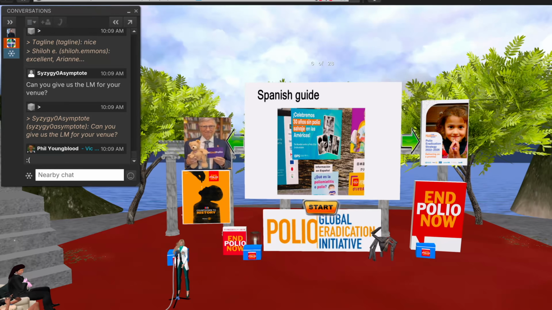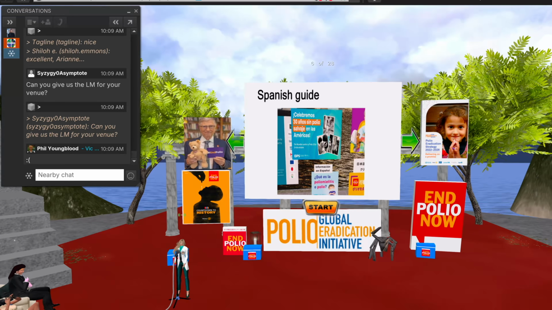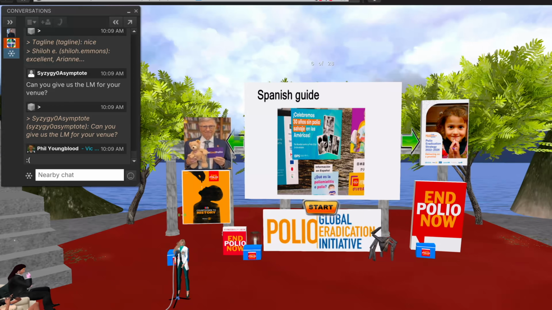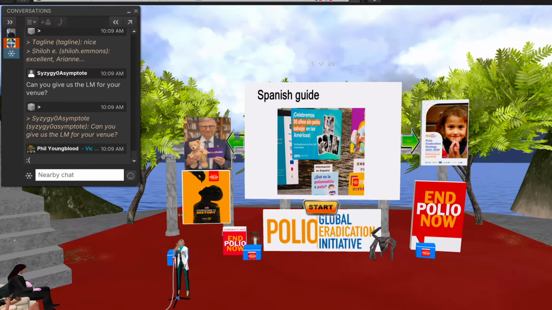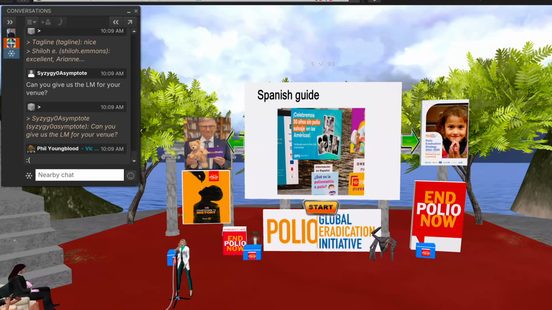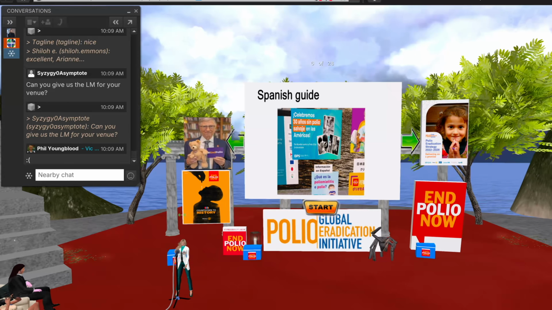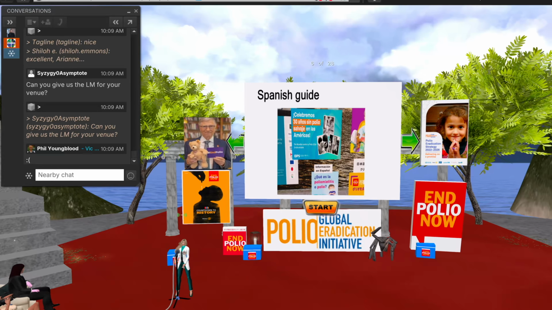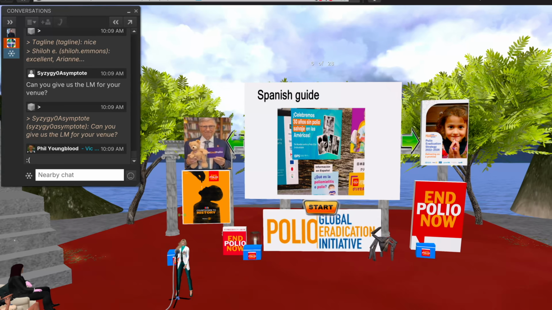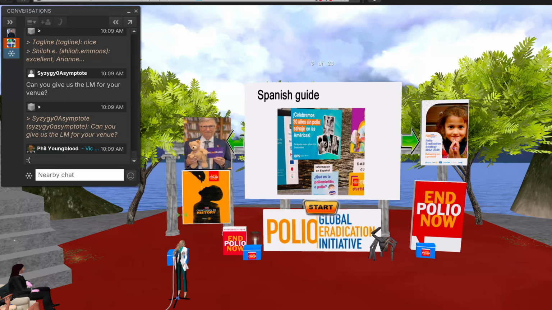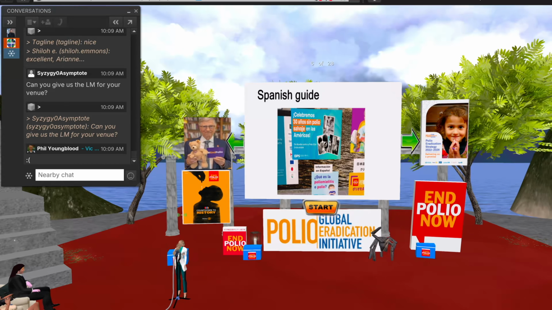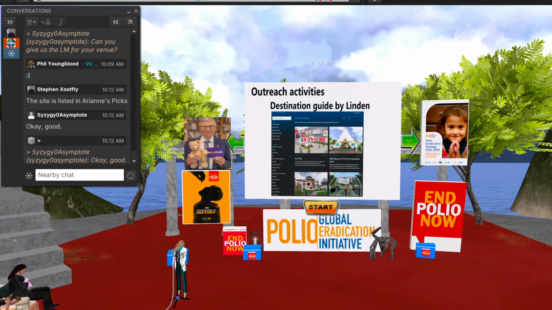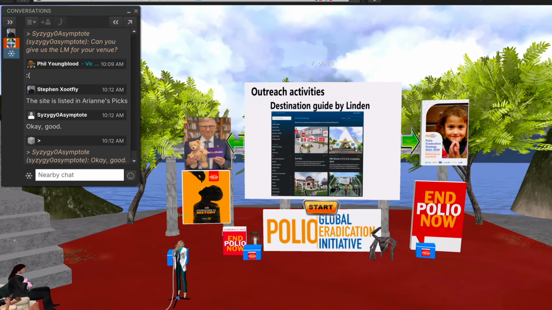In Second Life, a large proportion of users communicate in English, and the platform's interface is also primarily in English. Moreover, even among users who are not comfortable speaking English, many are able to read and write it. Therefore, at least for the time being, the exhibition will continue to be presented mainly in English. Next, I would like to speak about our outreach activities.